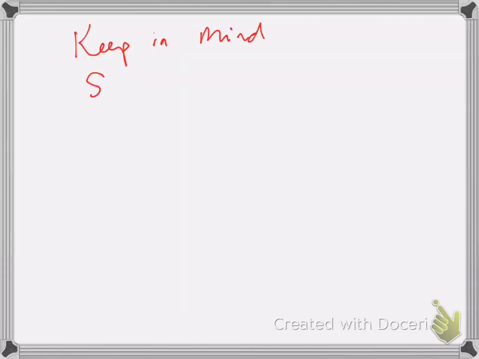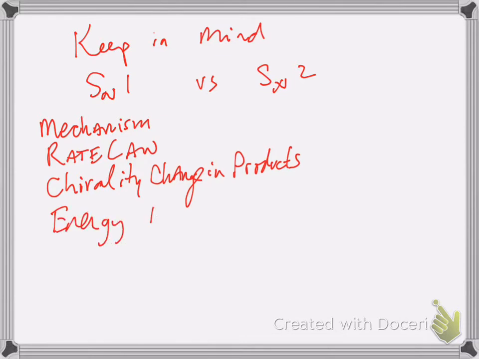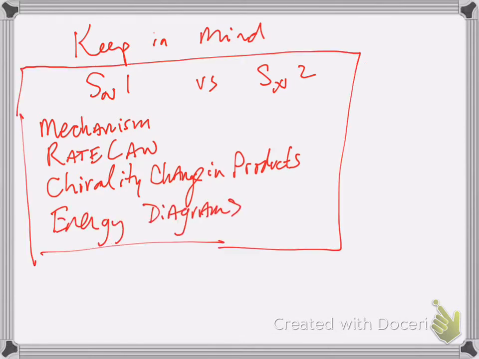Okay, so let's keep in mind after looking at this, for SN1 and SN2, you're responsible for the mechanism, the rate law, the chirality change in products, and the energy diagram. It's real important to feel comfortable with all 4 of these. Once you identify if it's SN1 versus SN2, you then will be asked combinations of these questions.